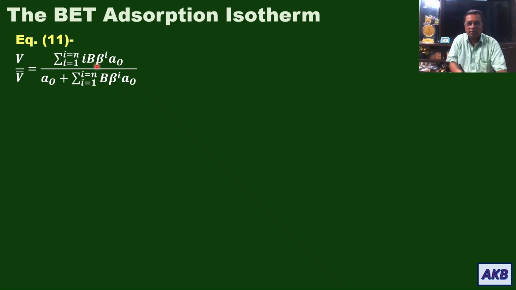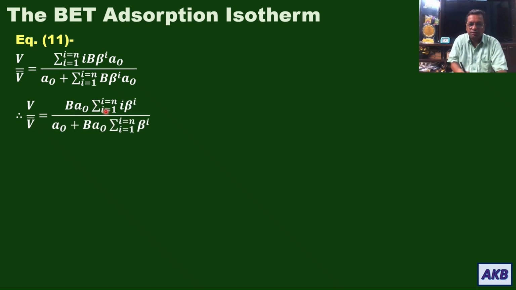Now, B and A naught are not involved in the summation, so they can be taken out in the numerator. So it will be V upon V bar is equal to B into A naught into summation of I into beta raised to I, where I goes from 1 to N, divided by A naught plus B into A naught summation of beta raised to I when I goes from 1 to N. And I am calling this equation number 12.